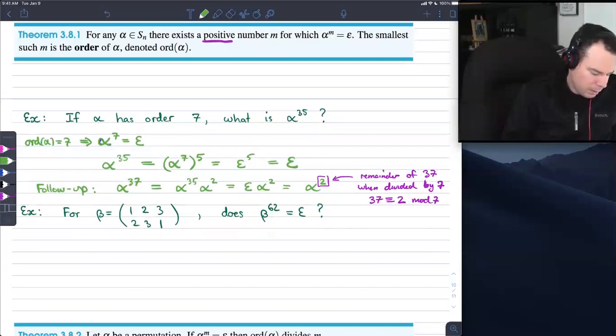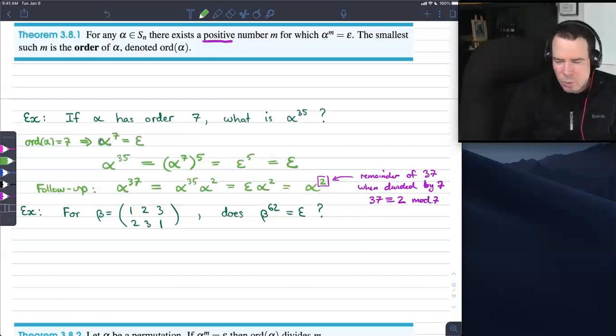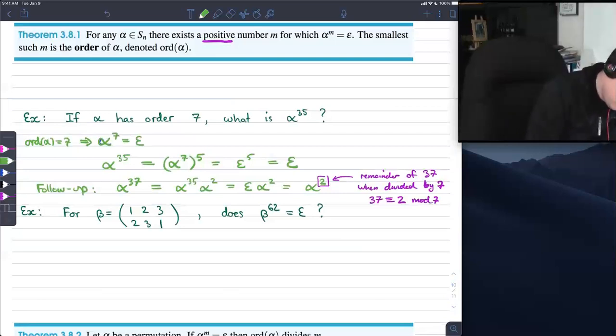Beta is given by that permutation, 1 to 2, 2 to 3, 3 to 1. Does beta to the 62 equal the identity? No. What is it in terms of a power of beta? What would it be equal to? Yeah, it's equal to the square. And so the idea here is that we first notice beta has order 3. Okay, why do we know that?